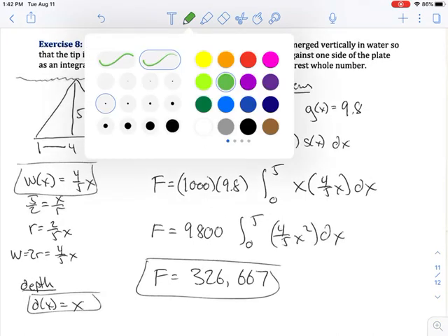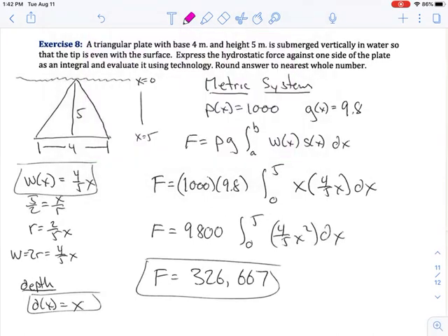A triangular plate with a base of 4 meters and a height of 5 meters is submerged vertically in water so that the tip is even with the surface. So the tip has to be even with the surface right here. And so we have a depth of 5, the base is 4. Express the hydrostatic force against one side of the plate as an integral and evaluate it using technology. Actually, this one we can evaluate. We don't have to do it using technology, so I would suggest that you do that.